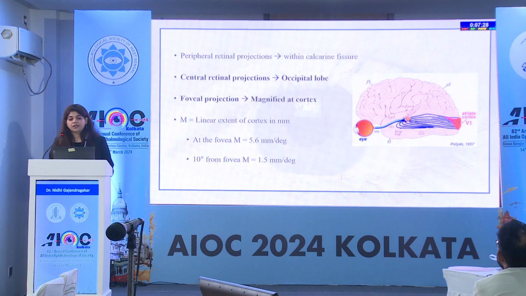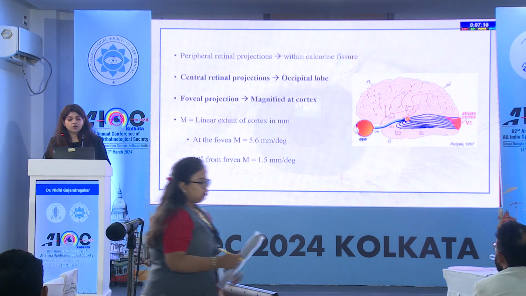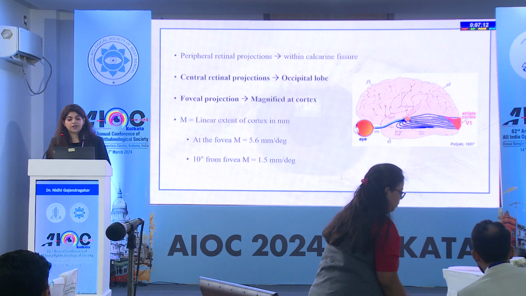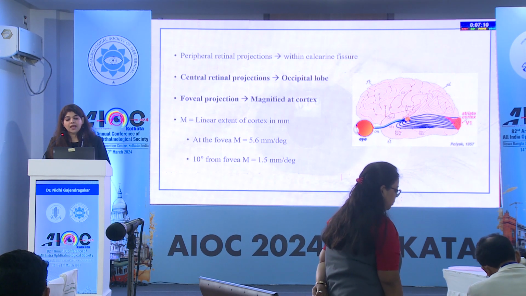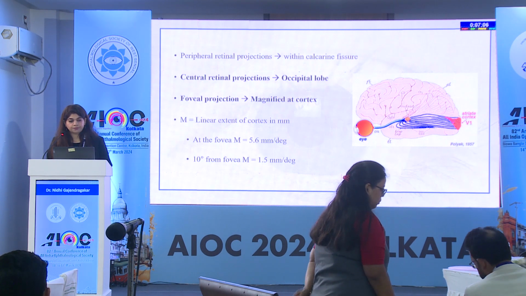The peripheral retinal projections are within the calcarine fissure, but the central retinal projections are in the occipital lobe. The foveal projection is magnified at the cortex. So the linear extent of the cortex in millimeter is very high, corresponding to the fovea. It is 5.6 millimeter per degree, and 10 degrees away from the fovea, it is only 1.5 millimeter per degree.